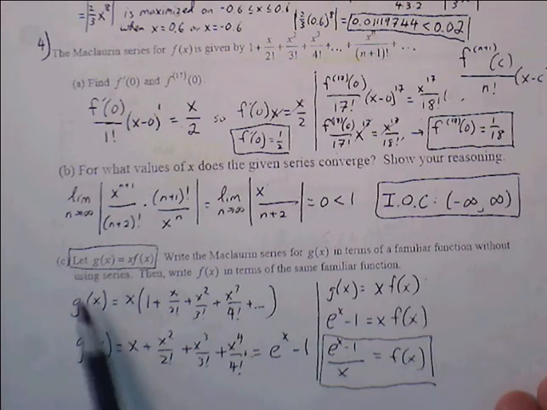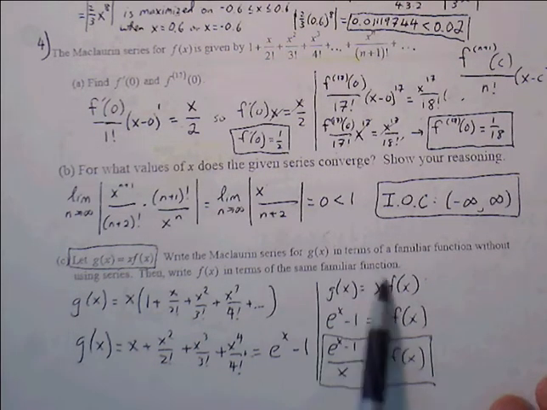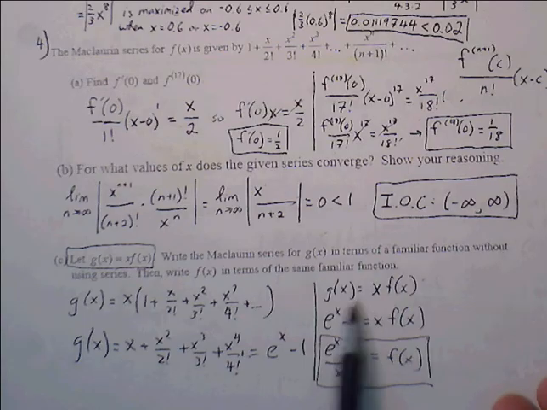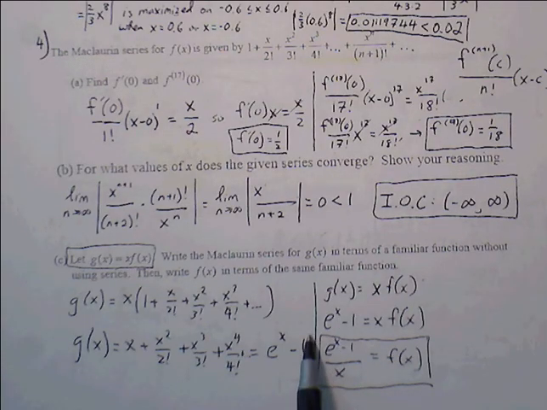So we know that g of x is x times f of x, and we know g of x is therefore e to the x minus 1. If g of x is e to the x minus 1, we can then solve for f of x by dividing by x. So f of x is essentially e to the x minus 1 over x.